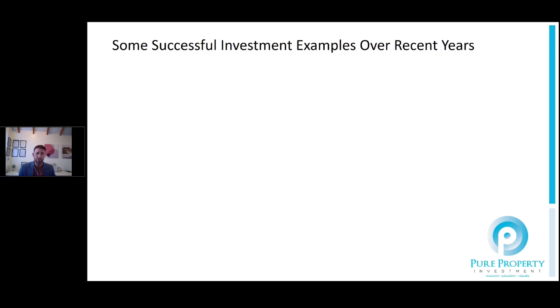So I'll share with you quickly some recent successful investment examples that we've bought for clients in different markets over the years. I won't go into too many nitty-gritty details, but these show different property types in different markets, where we've been able to achieve different results for different property types.